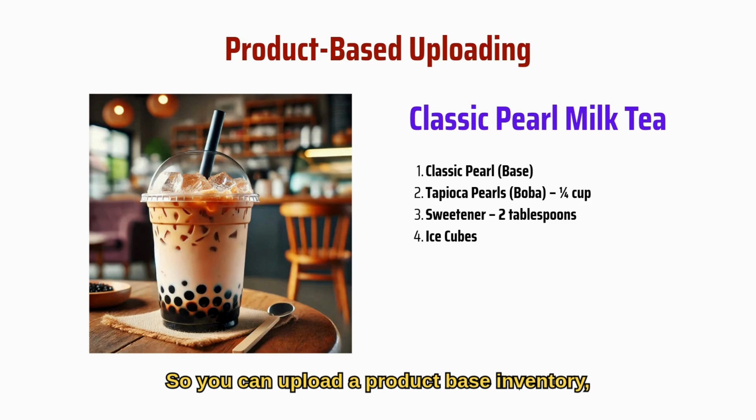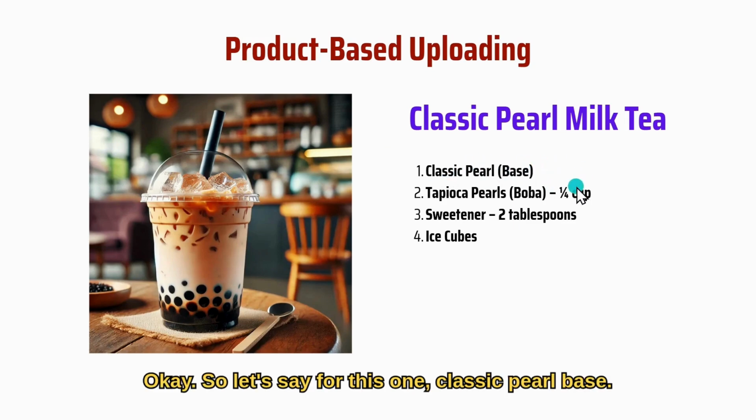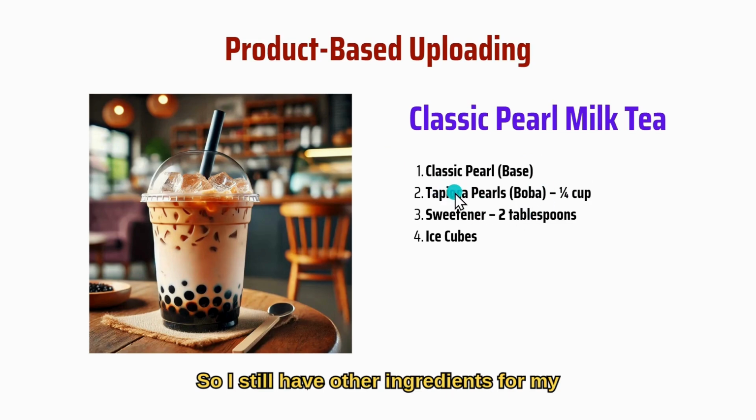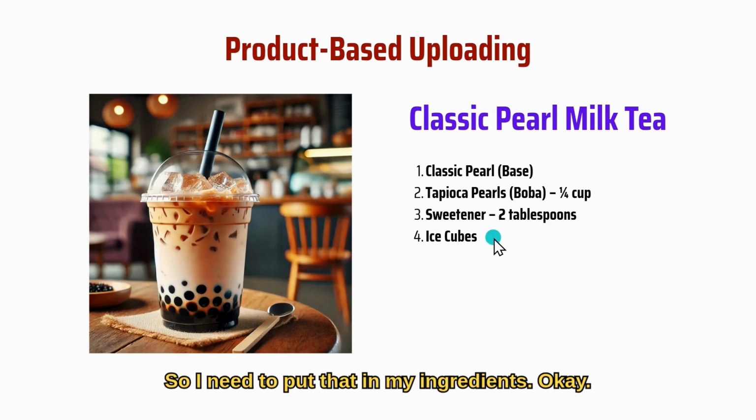You can upload a product base inventory, but instead of uploading the individual ingredients, you can upload a group of ingredients and call it base product. So we say for this one, classic pearl base. I still have other ingredients for my add-on, shall we say tapioca or sweetener. Ice cubes are no longer included. But tapioca pearl and sweetener, I need to have those because that's my add-on. So I need to put that in my ingredients.